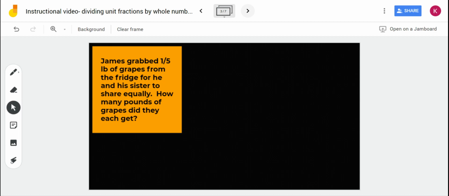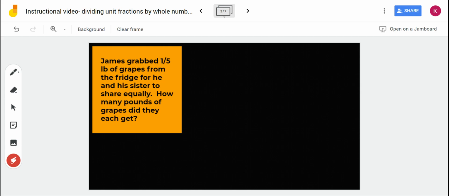James grabbed 1/5 pound of grapes from the fridge for him and his sister to share equally. How many pounds of grapes did they each get? Here I need to think about the two things that we have in this problem. We have grapes. And what are we doing with the grapes? We're sharing the grapes equally between who? James and his sister. So that would be 2 people.